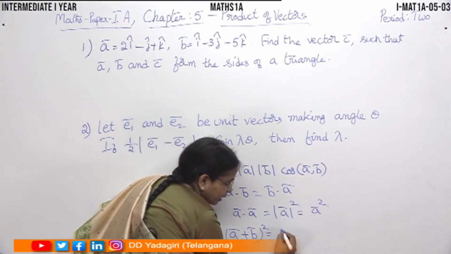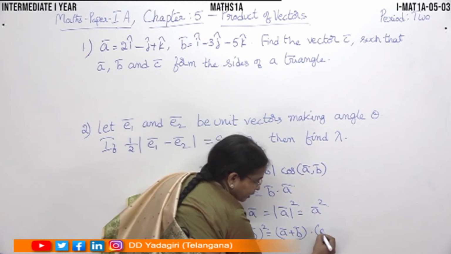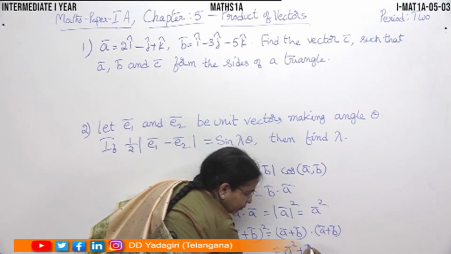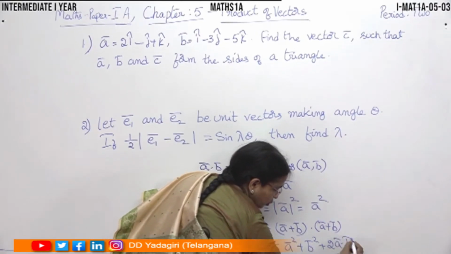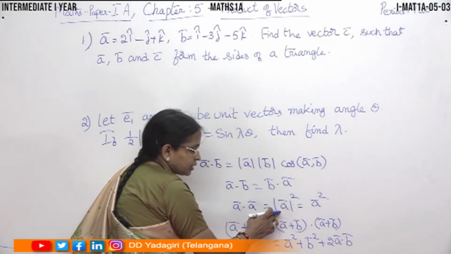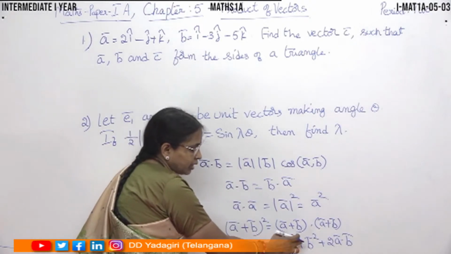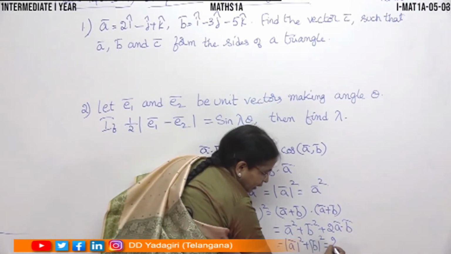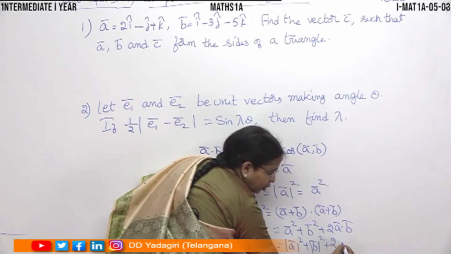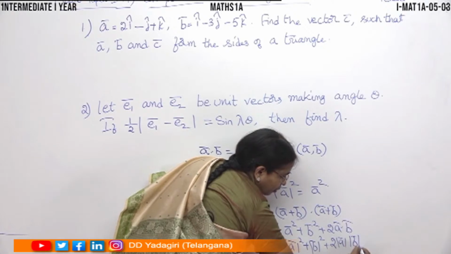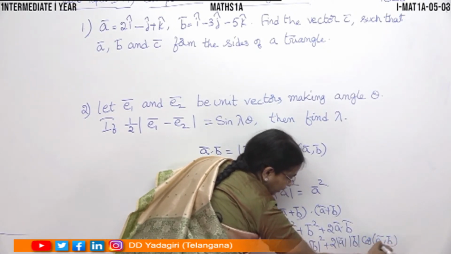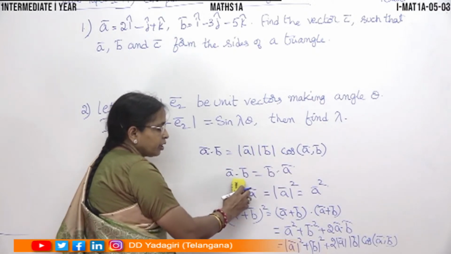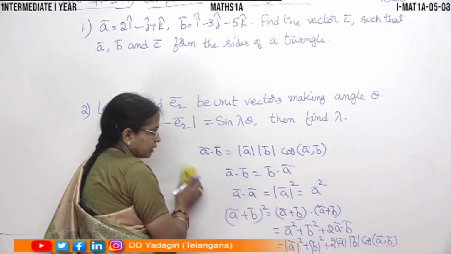We'll write A plus B whole square actually as A plus B dot A plus B. That is A square plus B square plus 2A dot B. A square is mod A square, B square is mod B square, and 2A dot B we will write as 2 into mod A into mod B into cos of angle between A and B. So you have learnt these properties: the A dot B formula, then A dot B is equal to B dot A, then A plus B whole square is expanded like this.